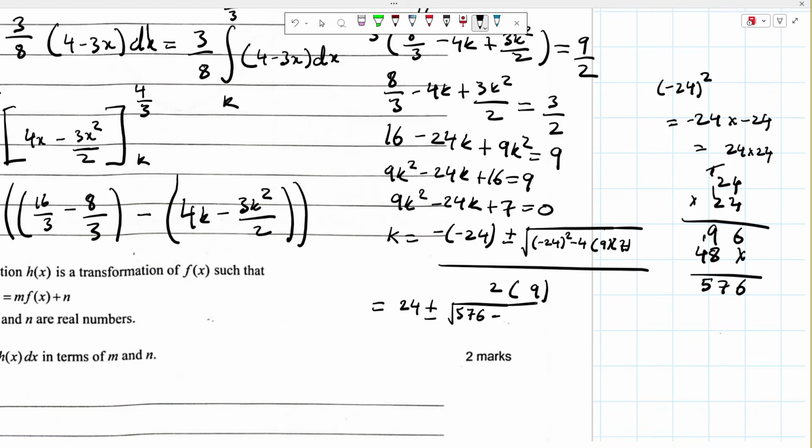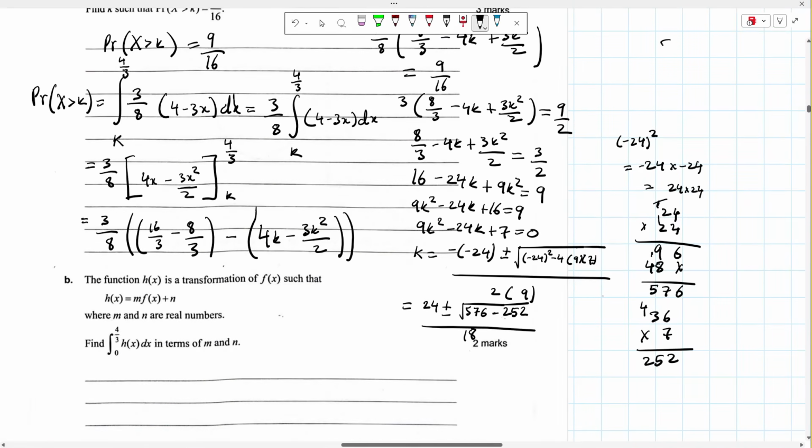Right? And then we have minus 4 times 9 times 7. So 4 times 9 is actually 36. 36 times 7 is going to be 252. And all over 2 times 9, which is 18. So what's 576 minus 252? That's going to be 324.